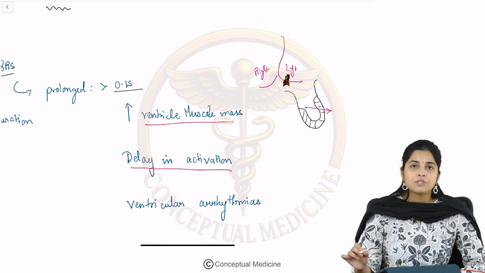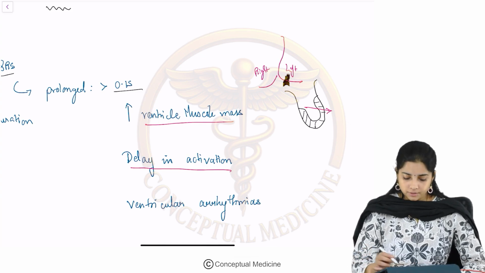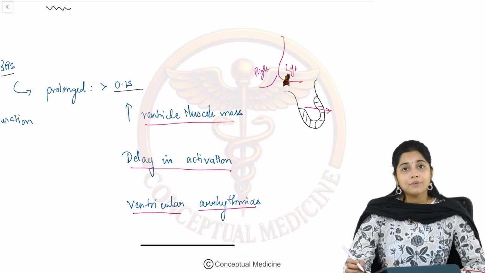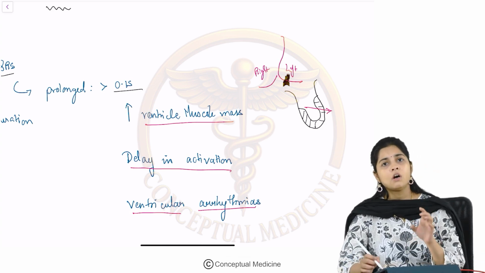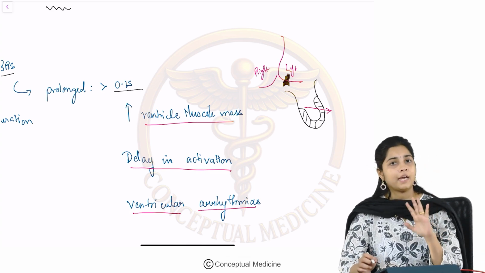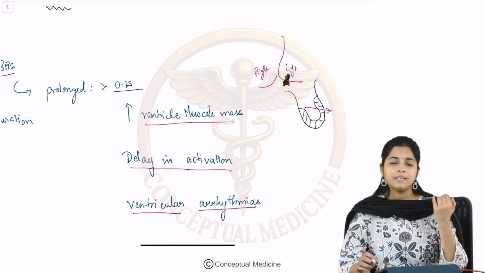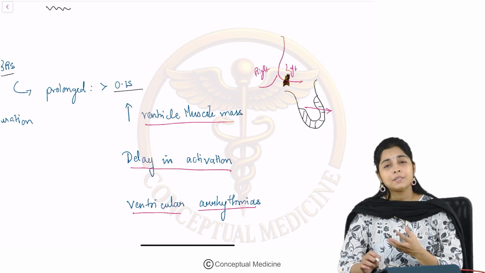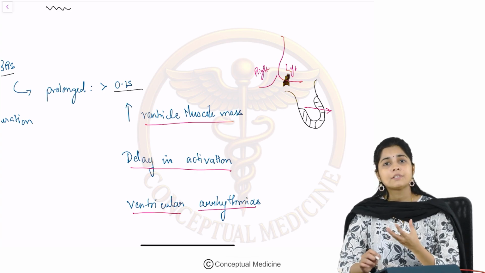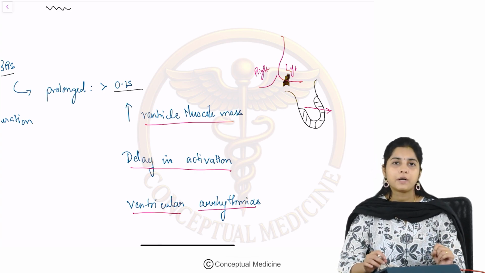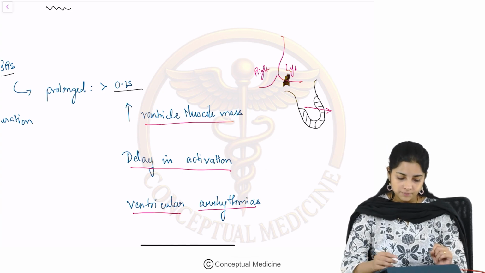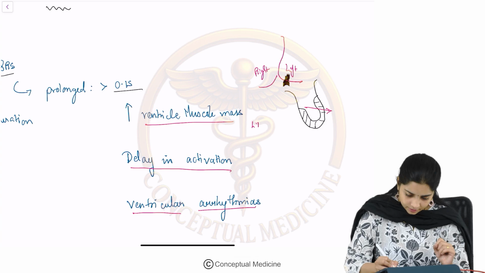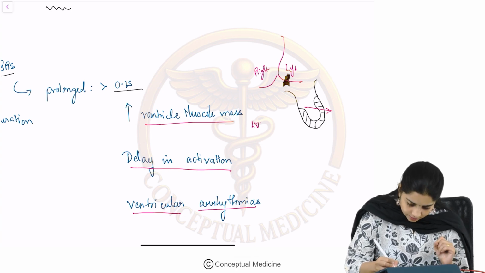Then, the third condition where you can have a wide QRS complex is in ventricular arrhythmias. Normally, the electrical activity is from the SA node to the AV node to the ventricles. If the impulse is directly originating from the ventricle itself, you will have a wide QRS complex. Okay. Increase in muscle mass is seen in conditions like left ventricular hypertrophy.